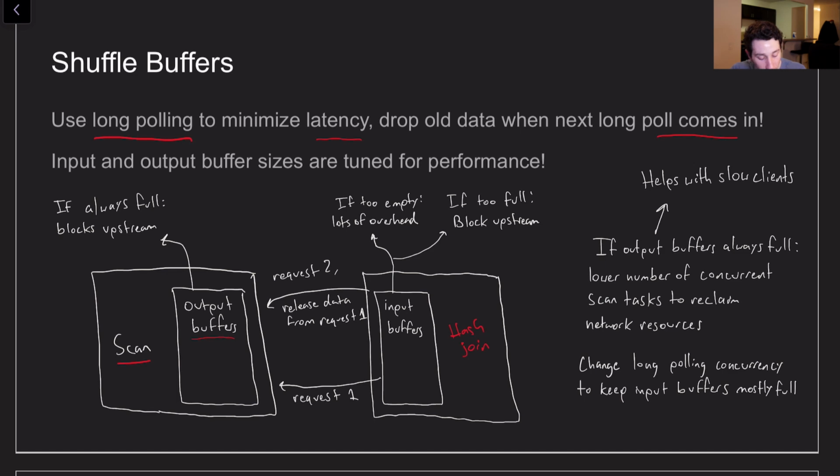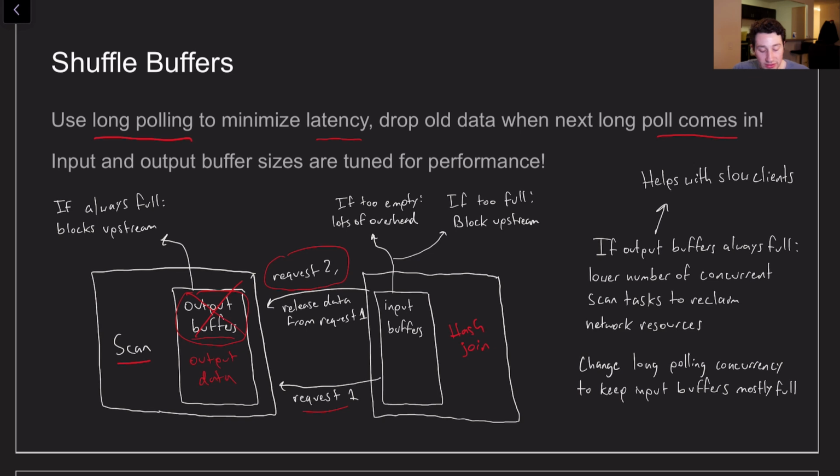And so, on request one, maybe we get this batch from the output buffers. And then now we've got some more output data over here. So request two comes in with some token saying, hey, this is the one after request one. And then the scan operator can say, oh, I see that this data has already been used before, or I no longer need this data. Let me go ahead and garbage collect it.